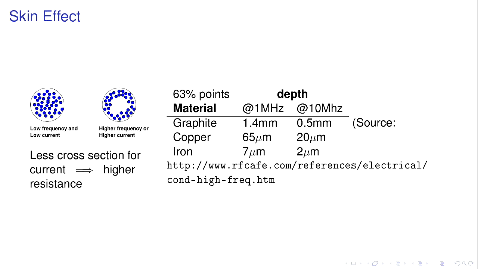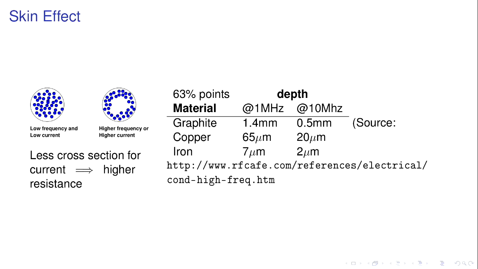Let's have a look at a few of them. This is the 63% point. 63% of the current moves in the outer 1.4 millimeters for graphite at 1 megahertz. Or for iron, which is actually a magnetic material, only 7 microns, which is why you never use an iron core, an iron resistance at high frequencies. It just doesn't work. It's also why, if you look at the great big long transmission towers, they consist of a steel core that no current goes through and an aluminium outside, because they're designed so that the depth of the aluminium is the skin effect at 50 hertz. And so that's how you get low stuff.